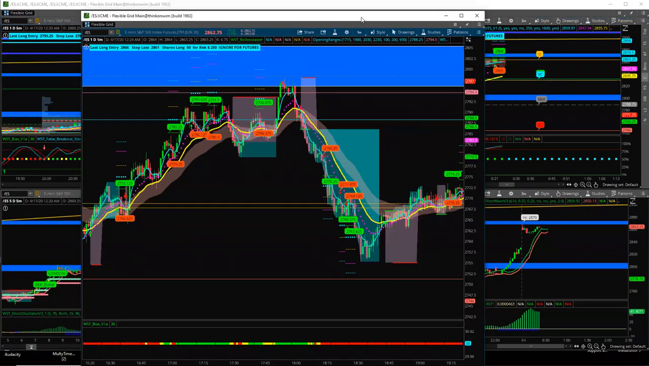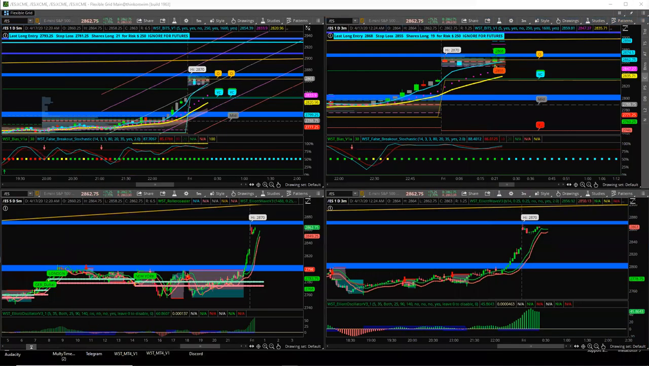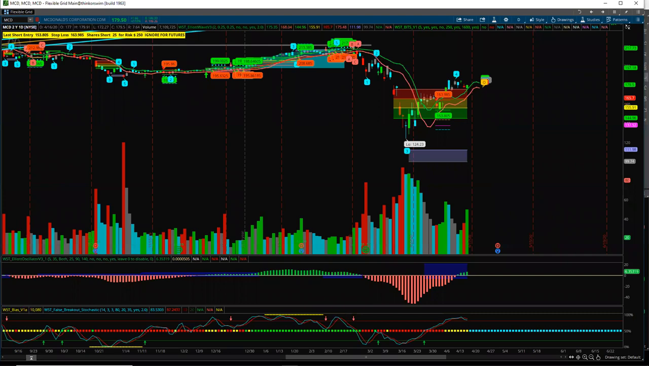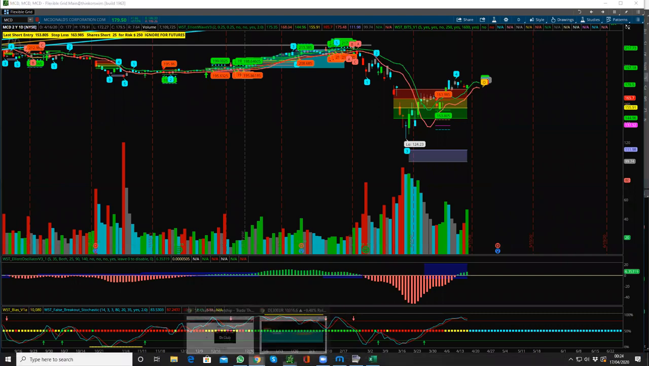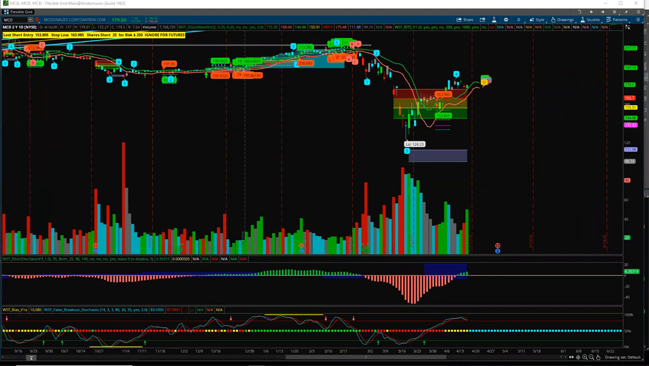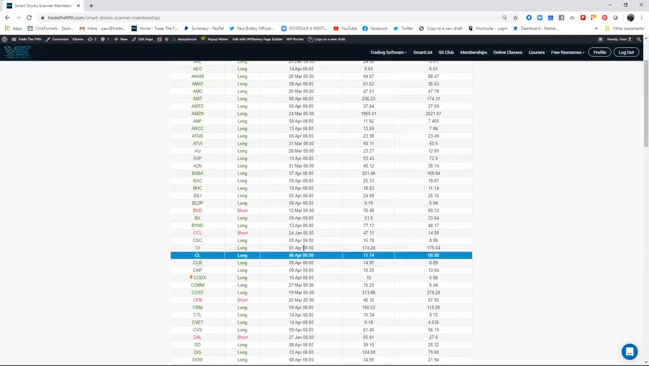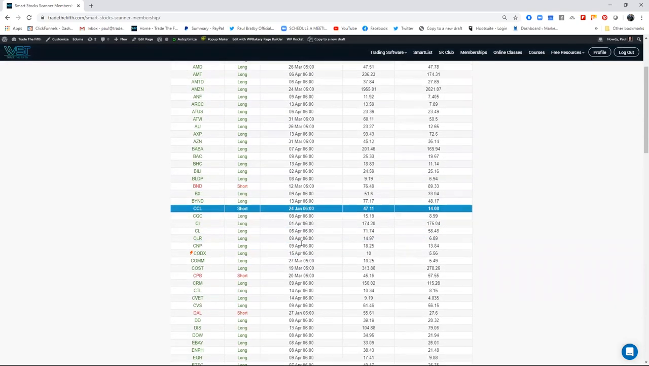Let's move that back over to where it belongs. Hopefully I've got the stocks one still open. Have I? Yes. Okay. Just going to get the stocks scanner to see what is on there. So we have a smart stock scanner now for the roller coaster. I did do a webinar for that. It's going on the website soon for people to watch.